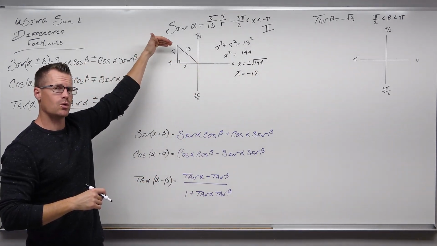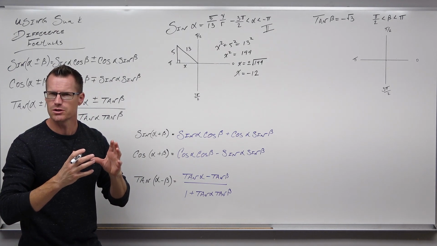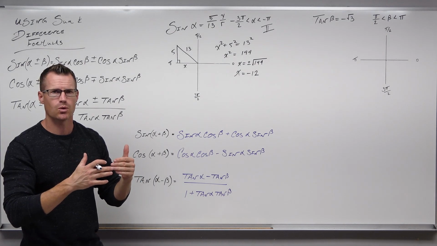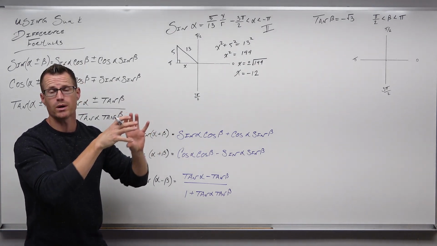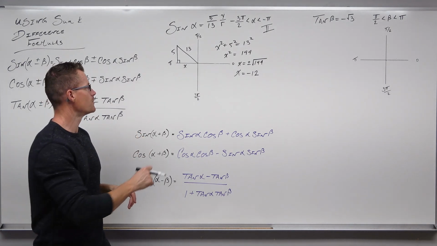X's are negative in quadrant 2. That one thought of what your variable is doing, what your x's and what your y's are doing in each quadrant, really helps you decide which one is the appropriate choice. So in quadrant 2, x's have to be negative. I'm going to take negative 12.